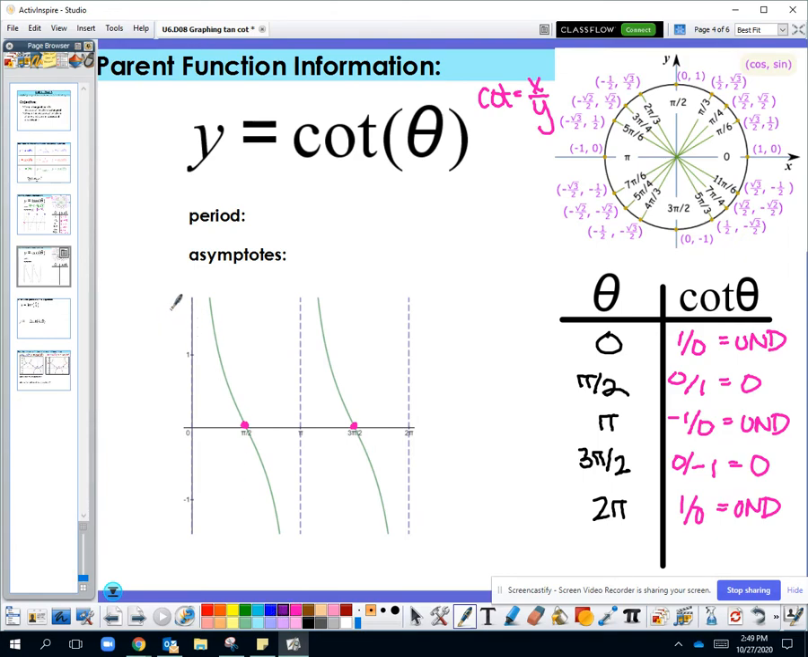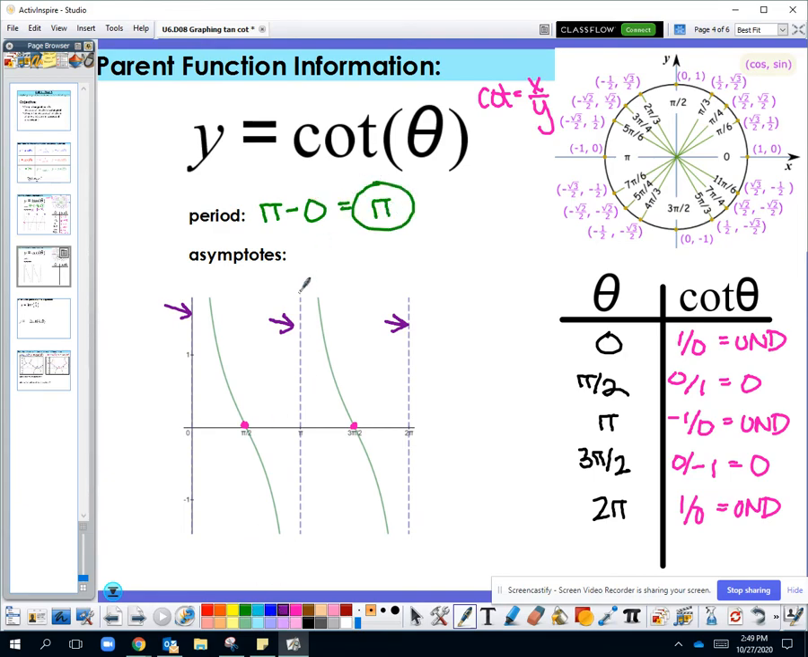3 asymptotes, we've got one at 0, one at pi, and one at 2 pi. So same thing for tangent, we're able to complete one full cotangent wave. You'll see that this one has been flipped compared to tangent. And one full wave occurs between 0 and pi. So the period, pi minus 0, is just pi.